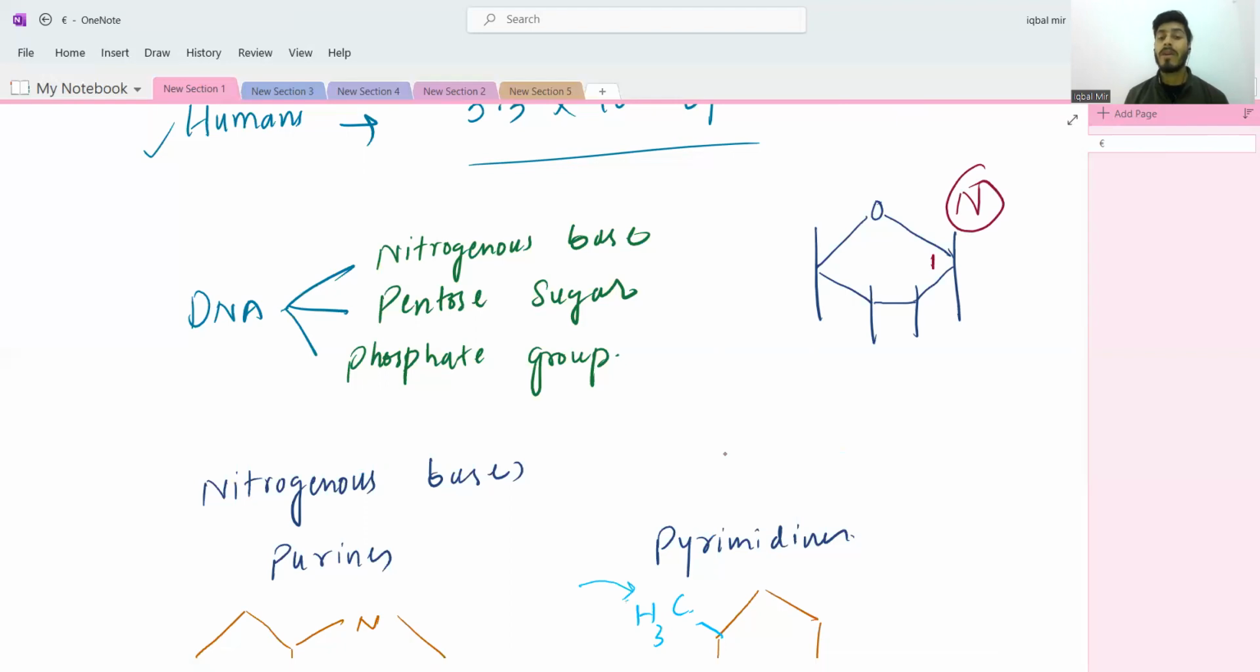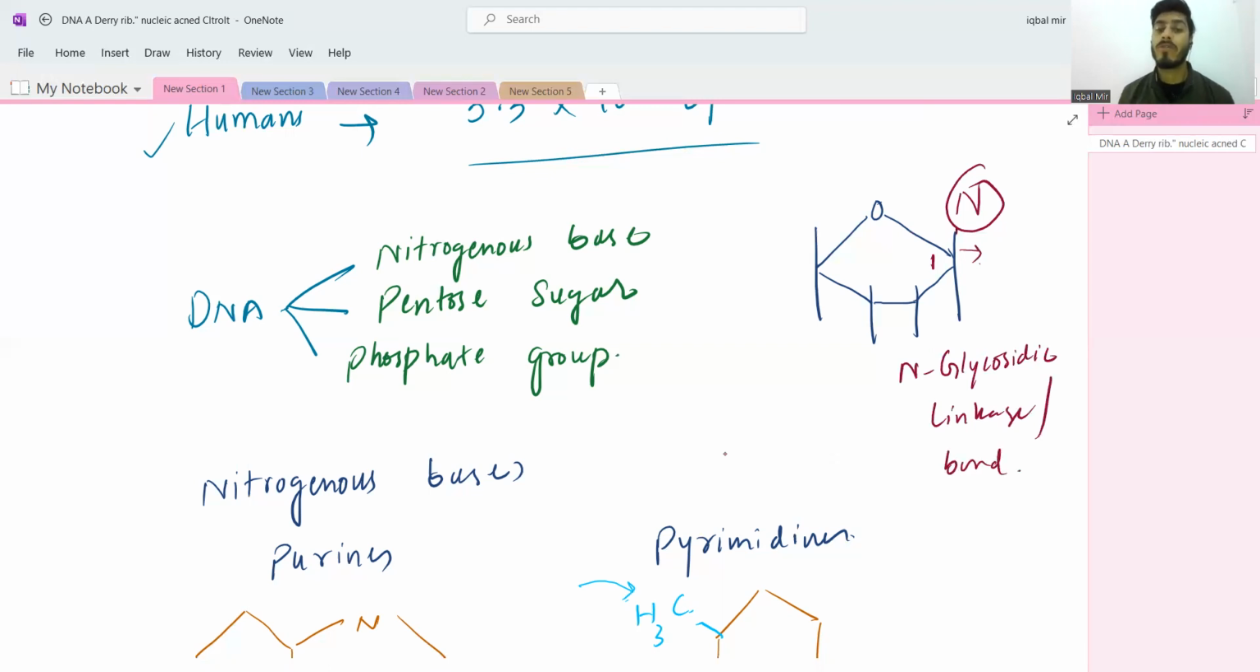Okay, and the bond by which the nitrogenous base is attached to the pentose sugar is called N-glycosidic linkage, or N-glycosidic bond. So this bond is present between the pentose sugar and nitrogenous base. The nitrogenous base can be purine or pyrimidine, we know. This is called N-glycosidic linkage.